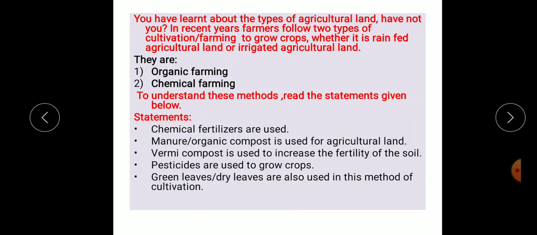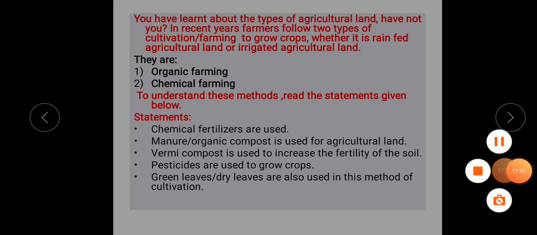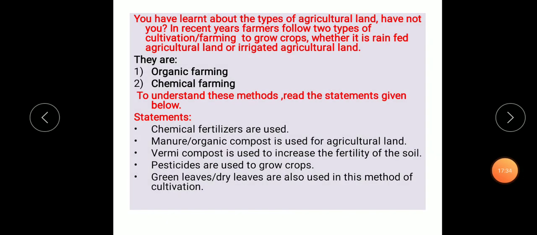Next, you have learnt about the types of agriculture land, have you not? In recent years, farmers have followed two types of cultivation farming to grow crops, whether it is rain-fed agriculture land or irrigated agriculture land. They are organic farming and chemical farming. To understand these methods, read the statements given below and differentiate organic and chemical farming.